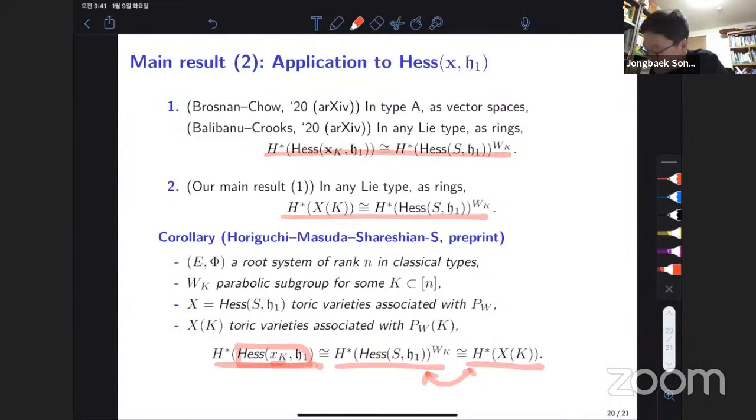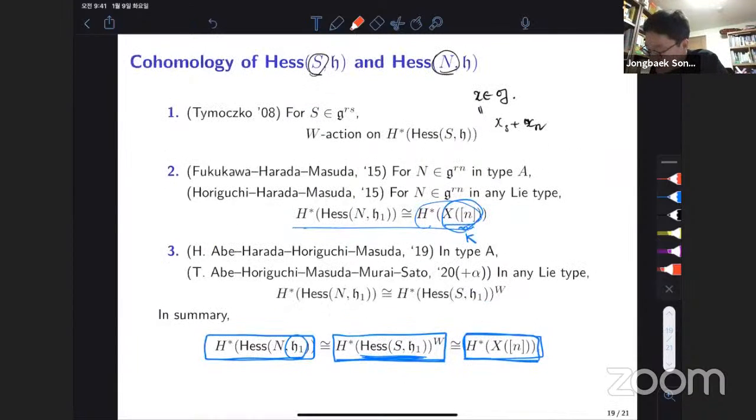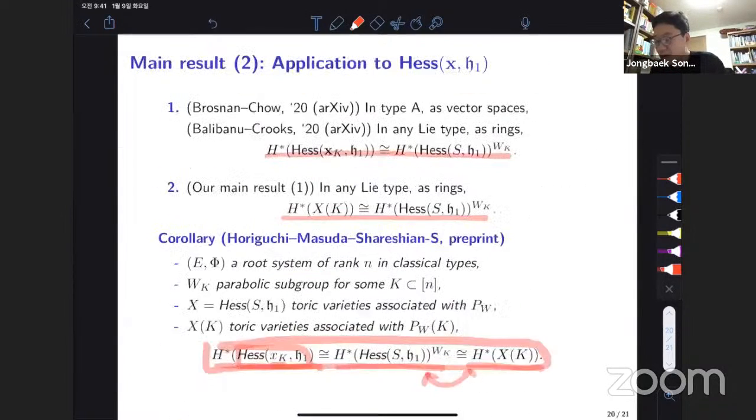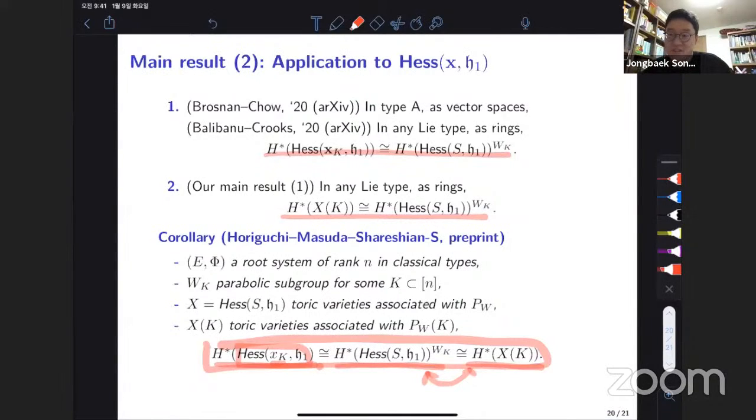So this series of isomorphisms extends the previous result about the two extreme cases. It is now parameterized by a subset of [n], or in terms of parabolic subgroups. It can be the trivial group or the Weyl group itself, or it can be a general parabolic subgroup. So this is one of the applications of our main result.